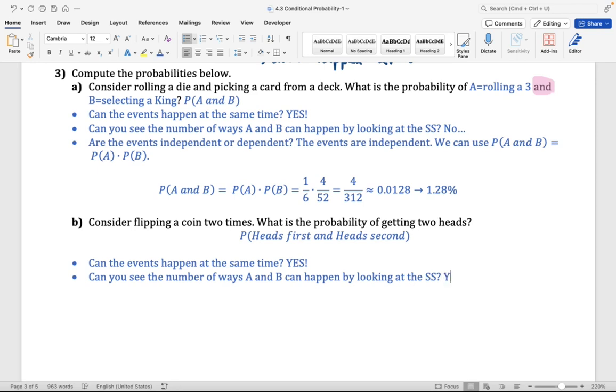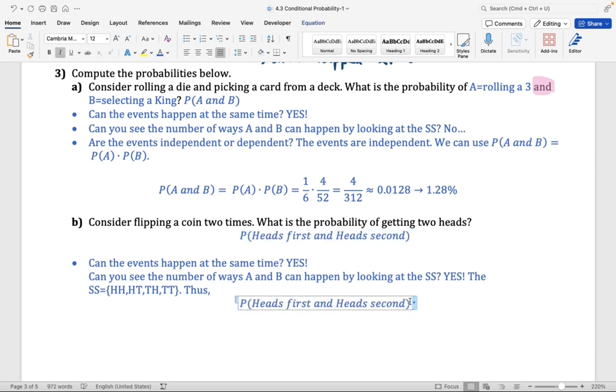In this case, the answer is yes. We can think about all the possibilities that we can get from flipping the coin twice, right? We can get heads, heads; heads, tails; tails, heads; and tails, tails. Thus, we can go ahead and compute this probability, right? The probability of getting a heads first and a heads second. Notice that is one of the outcomes, HH.